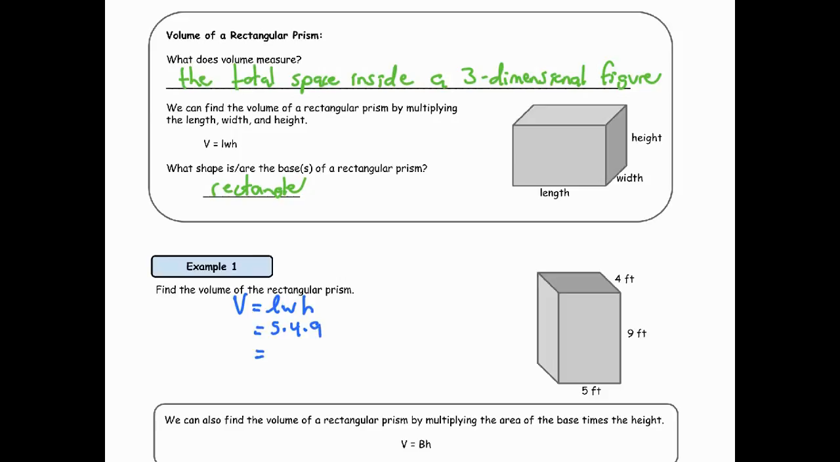And we multiply those three. 5 times 4 is 20. 20 times 9 is 180. And we just multiplied 5 feet times 4 feet times 9 feet. So the units would be feet to the third power, feet cubed. And that's how we find the volume of a rectangular prism.